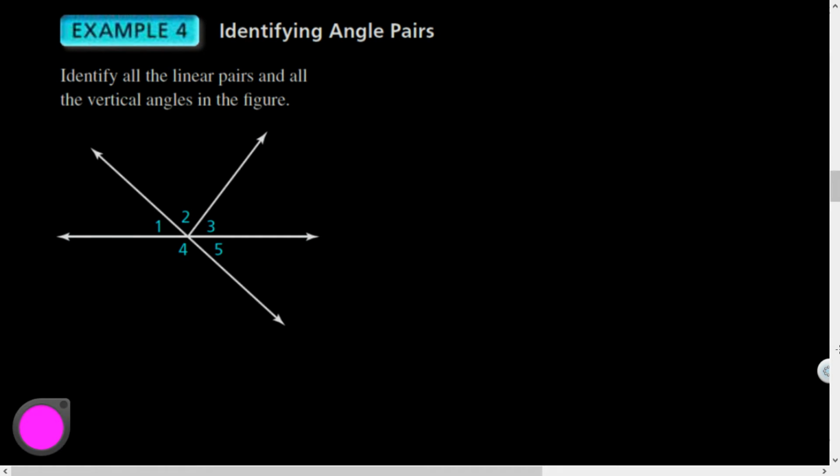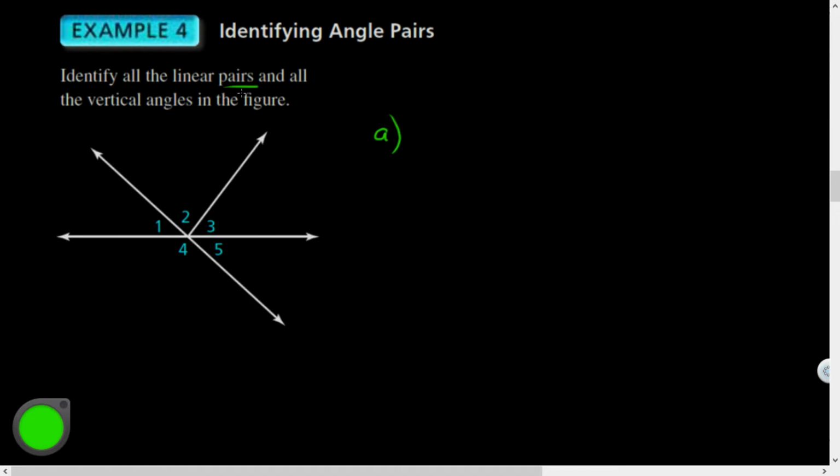So, identifying angle pairs. Example 4. We're going to make this, guys. I think we're going to do it. So let's see. Identify all the linear pairs. Okay, so here we go. I'll do A in green here. Linear pair. Do you see a linear pair?